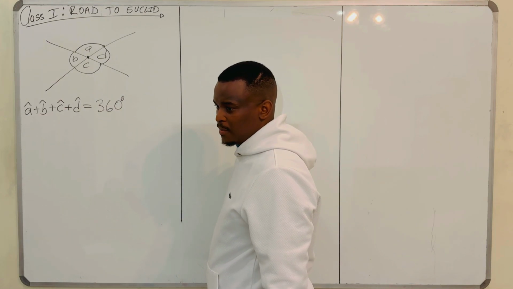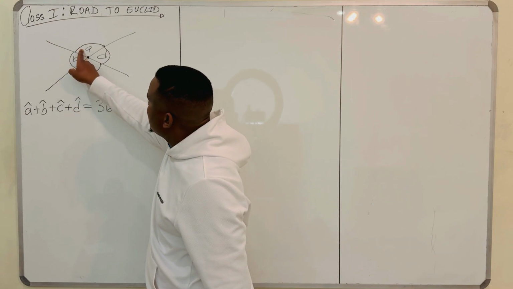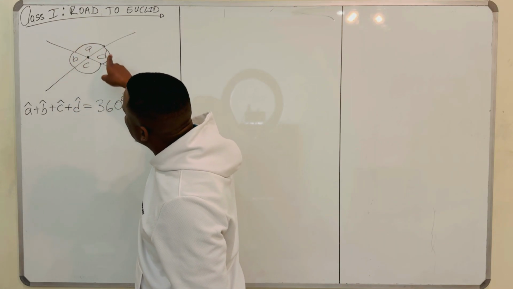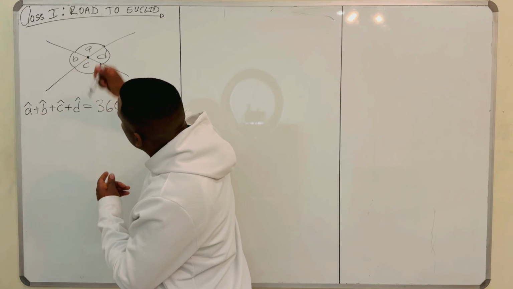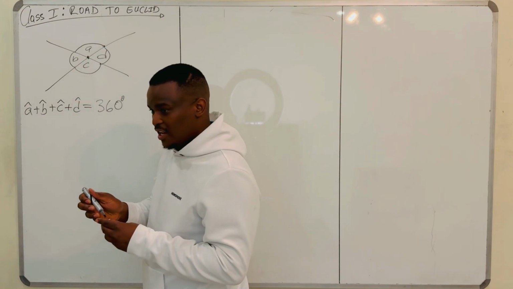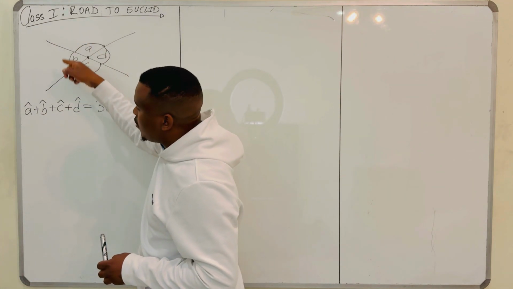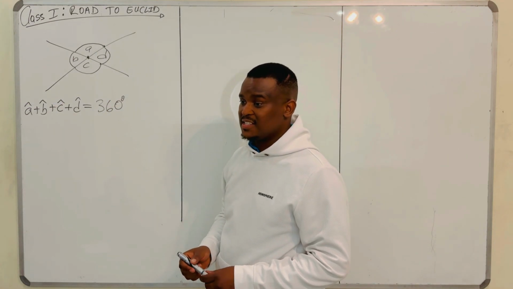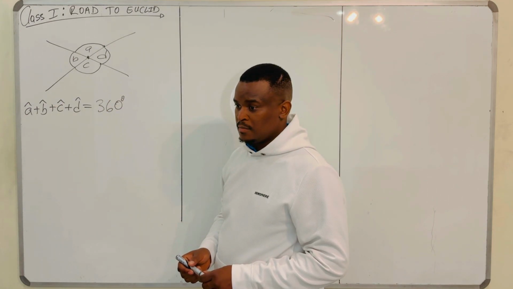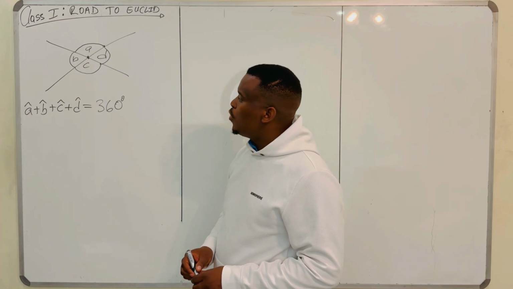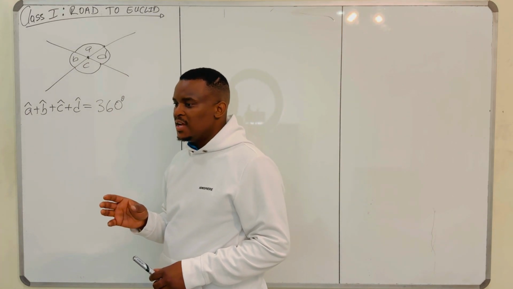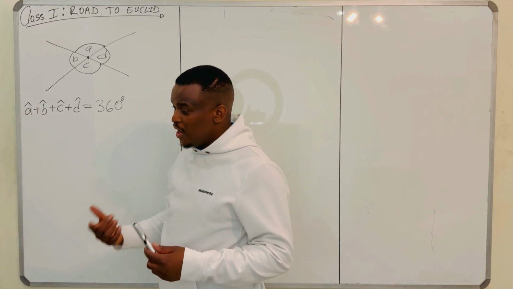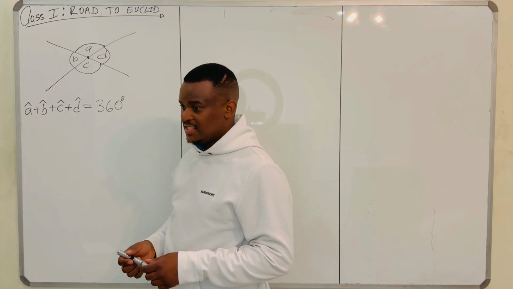Are you guys following? Yes. So you have A, you have B, you have C, you have D. So you've added all the angles that are around that point where the intersection is occurring. If you add all of them, they add up to 360 degrees. Are you guys following? Yes. So anytime you're adding angles that completely surround a point, they will add up to 360.